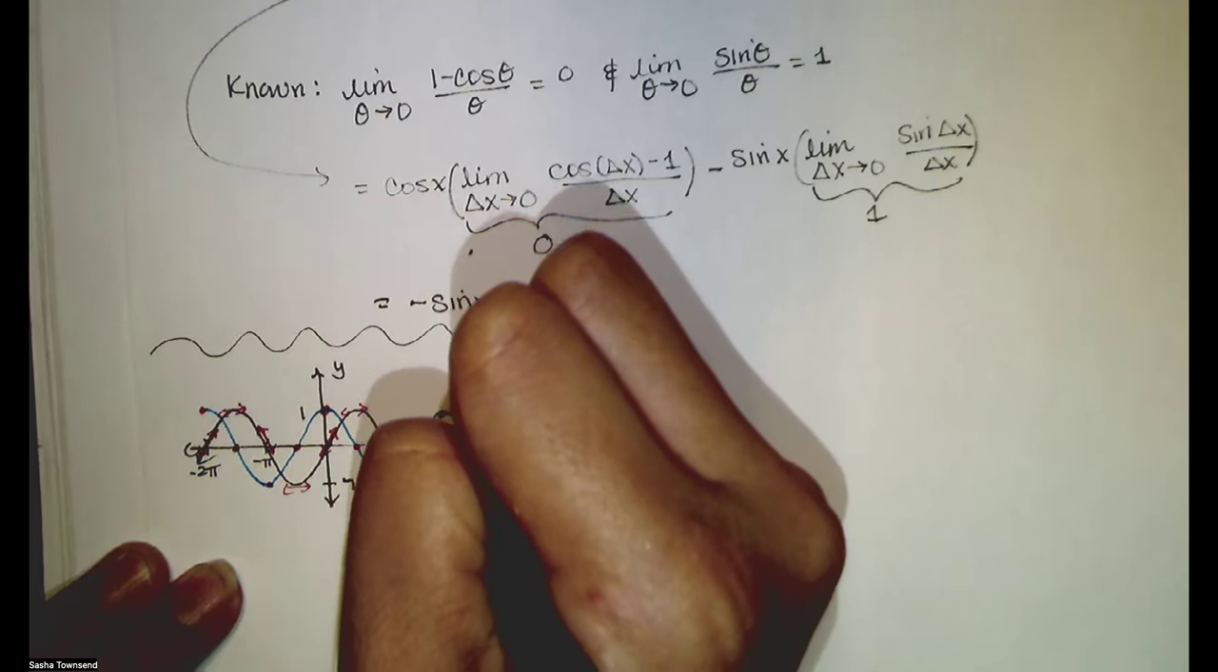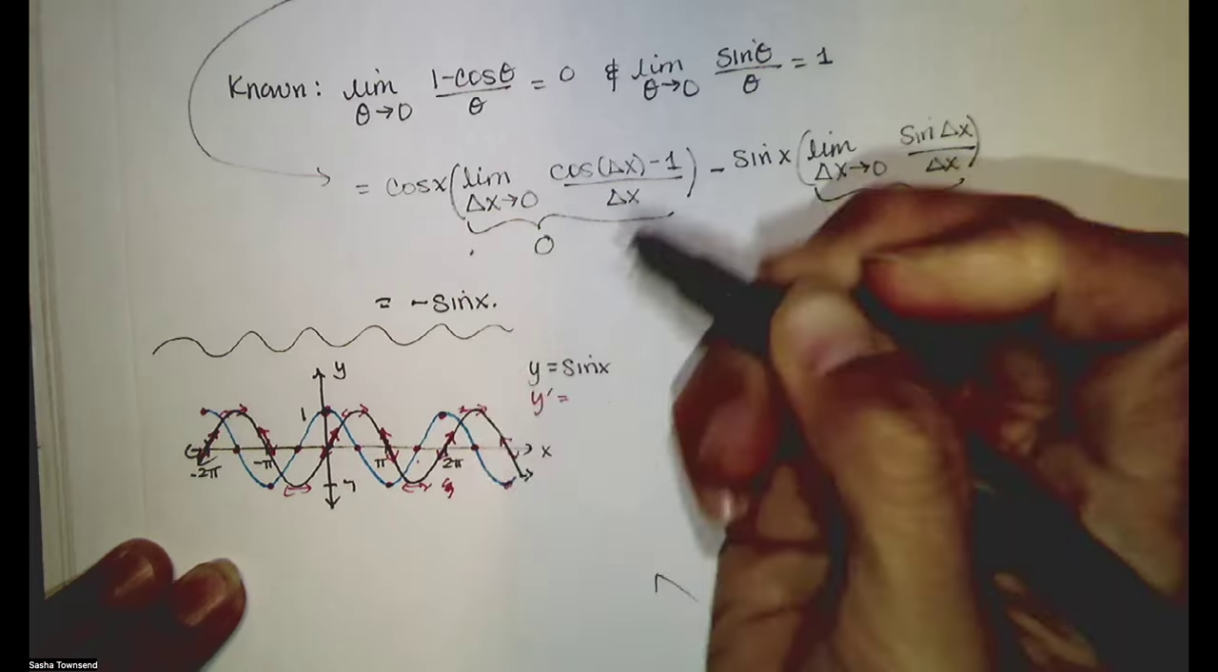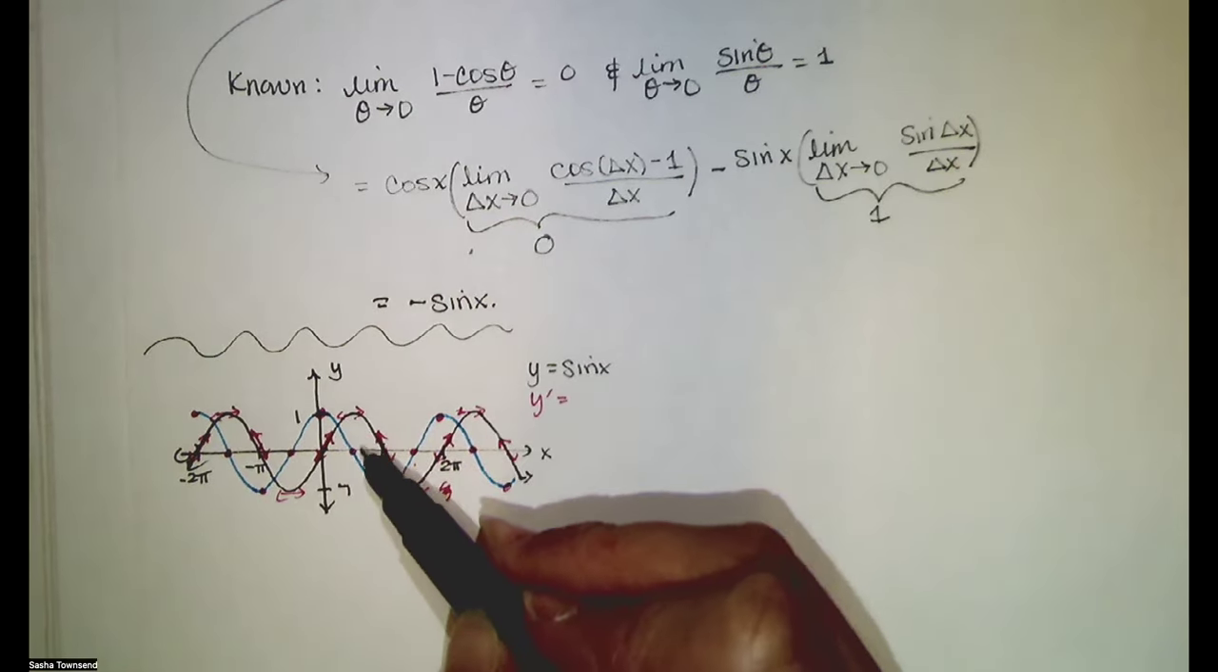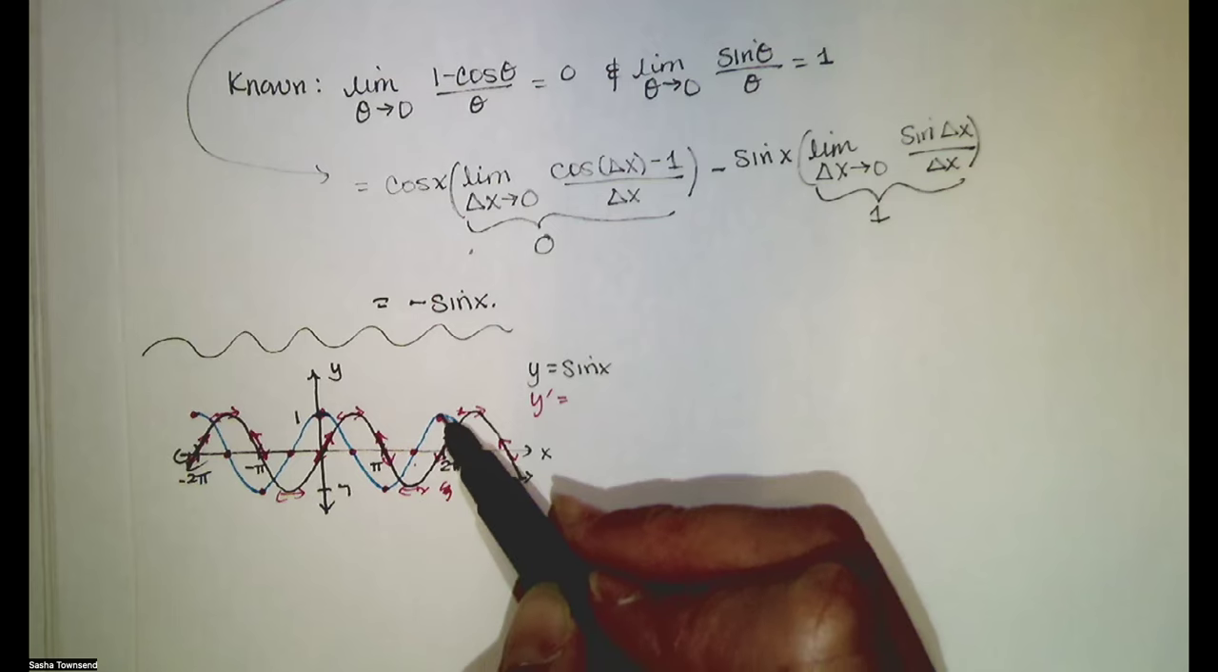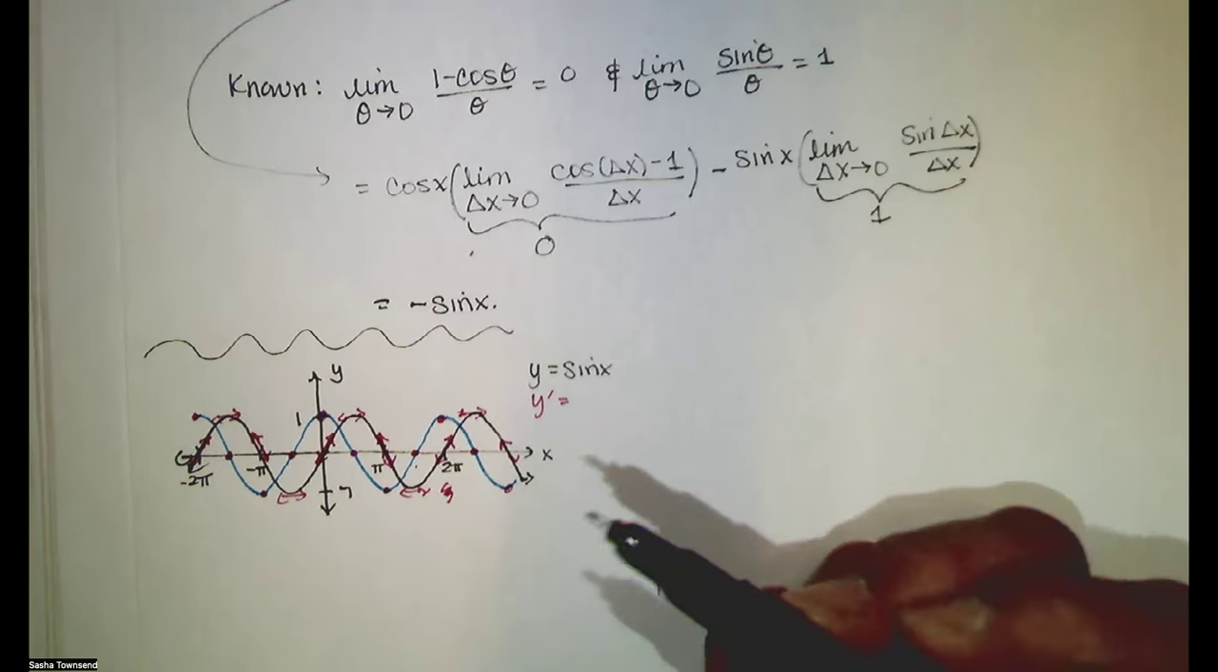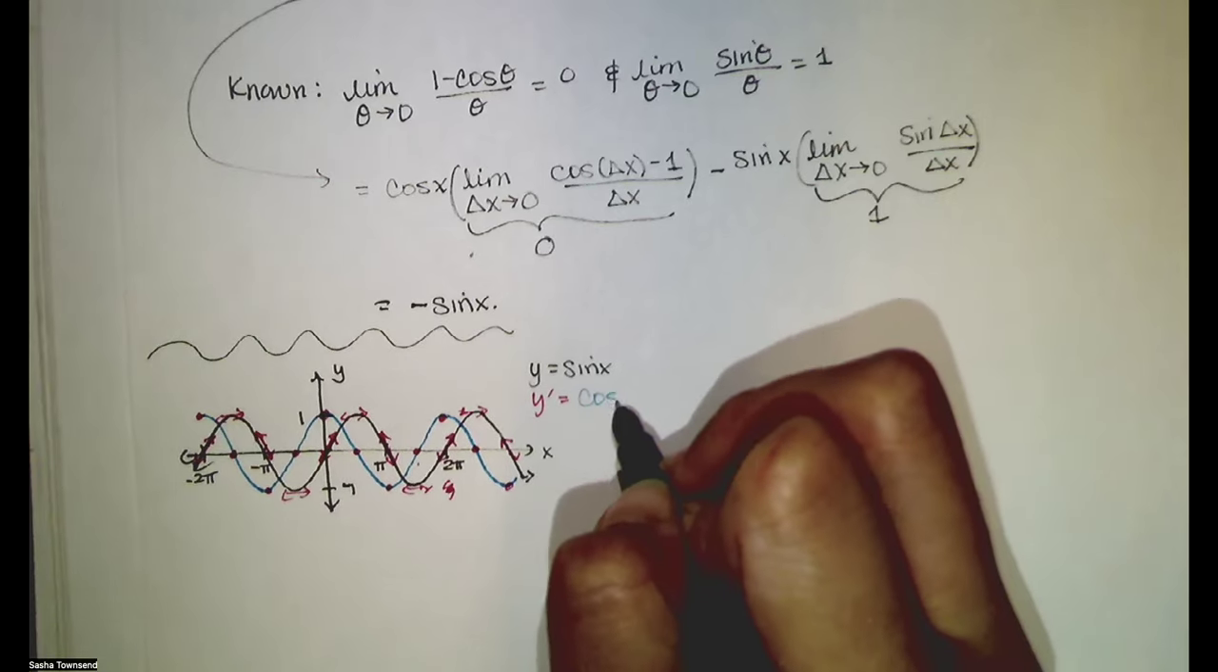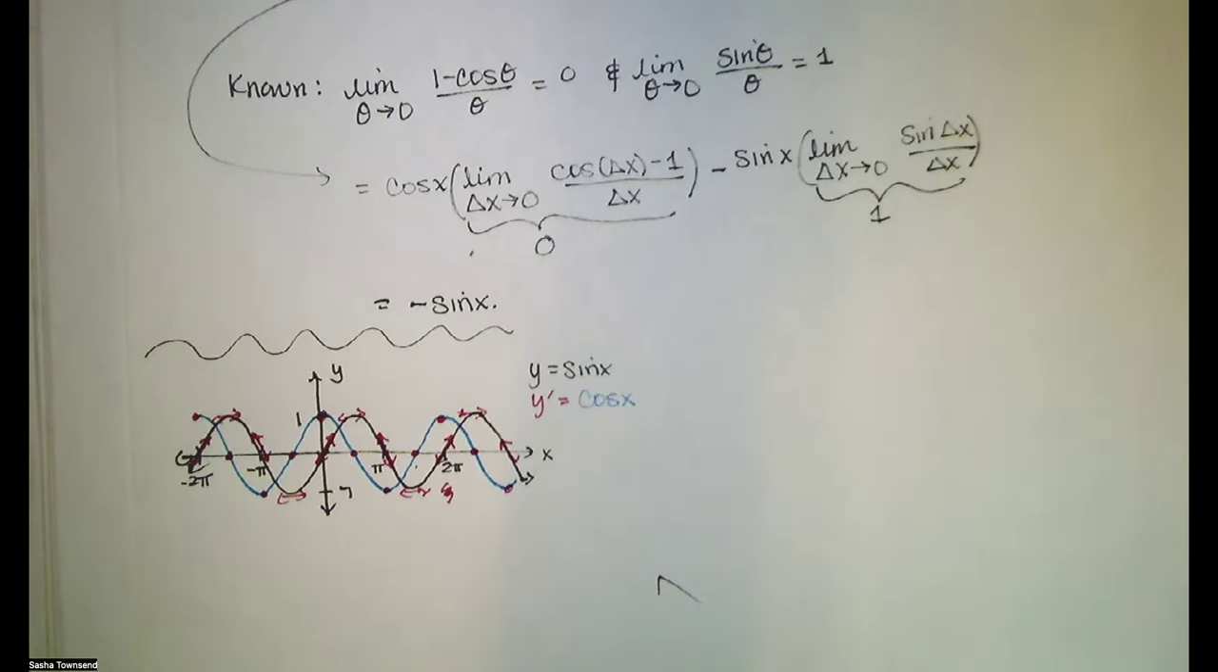It looks like the sine graph just shifted, right? It starts at 1, then it's 0, then it goes to -1, then it's 0, and it goes back to 1 at 2 pi. It turns out that that's cosine of x. So the derivative of sine of x is cosine of x.